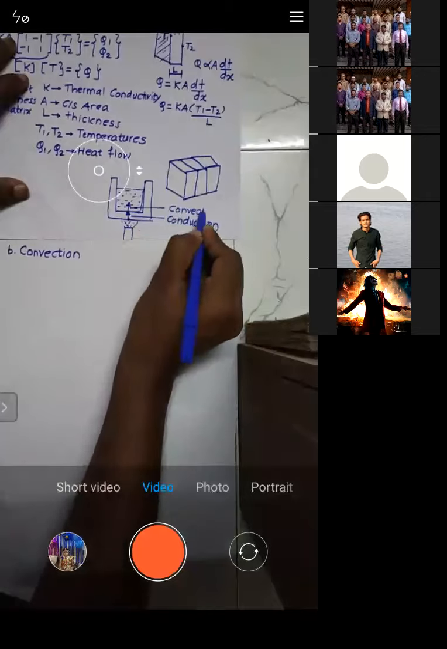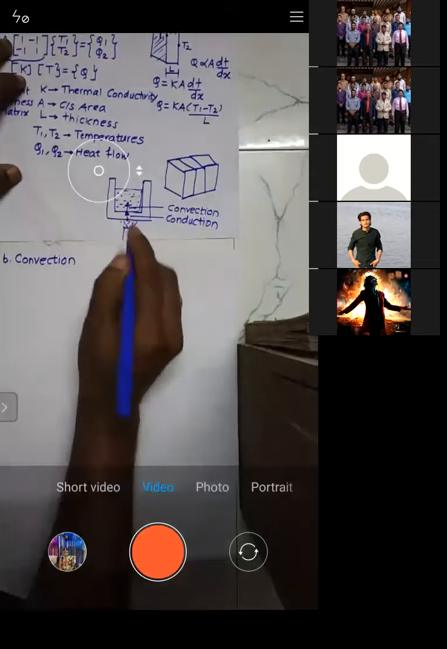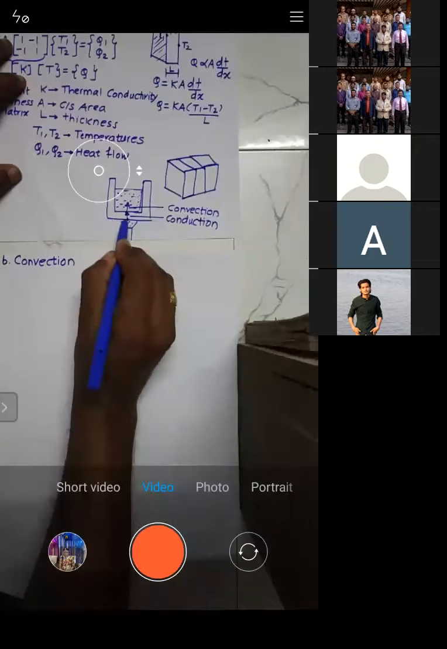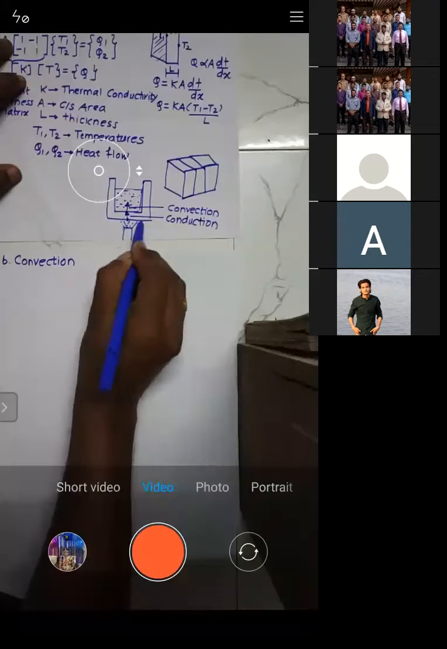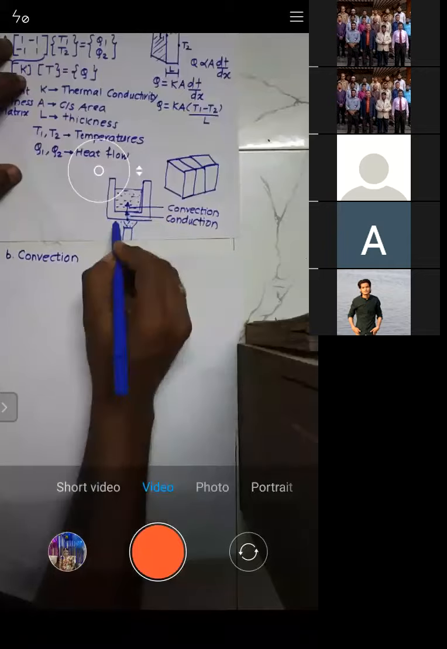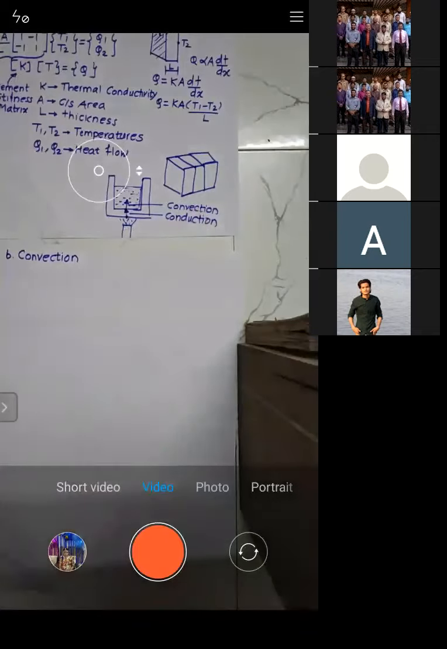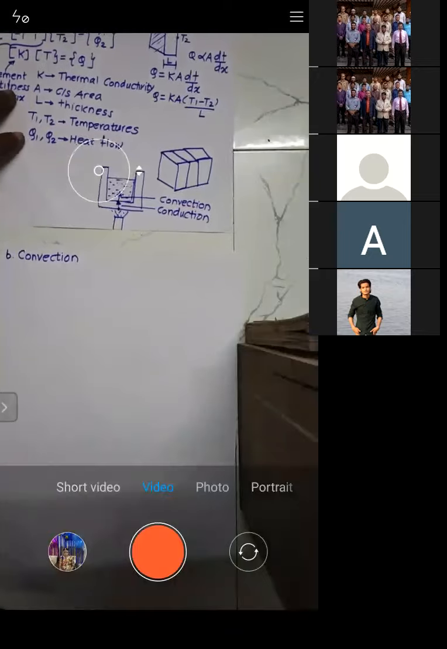Are you getting this point? See, this is the outer part of the vessel, and this is the inner part of the vessel. So from the outer part to the inner part of the vessel, the heat will be transferred by conduction. And once the heat reaches the inner part, from the inner part the heat will be transferred to water by means of convection. Is that okay? So this is how it works.